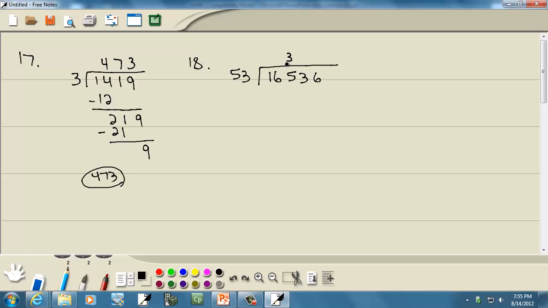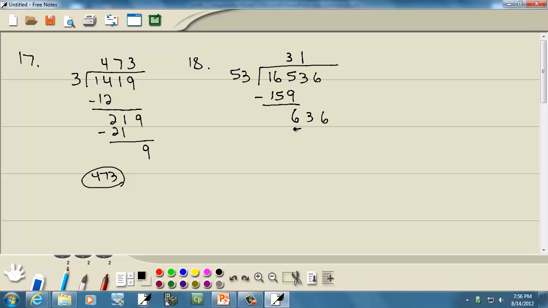Well, 53 times 3, 3 times 3 is 9, 3 times 5 is 15. Gives us that. And I'm going to subtract that. Well, 165 minus 159 gives us 6. And I'll carry down the 3 and the 6. Again, I'm looking at the first two digits here, 63. 53 goes in 63 one time.